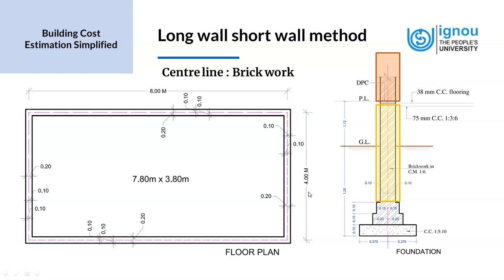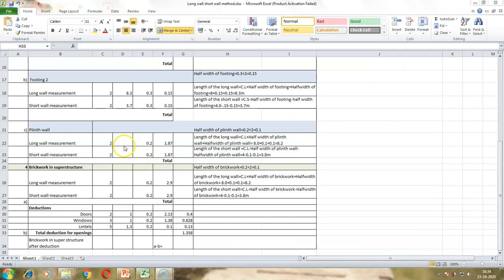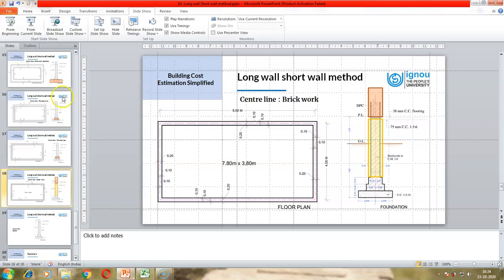So let's go back to the measurement sheet and see how that is entered into the Excel sheet. For the plinth wall, the measurement is 8.2 meters. We enter 8.2 here, and then we have 3.8 meters here. And the width is 0.2 meters because it's a brick plinth wall. It's again 0.2 meters, and then the depth is 1.87 meters, which is again taken from the drawing.